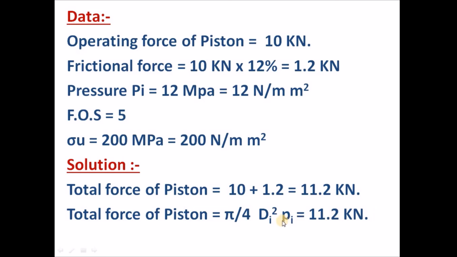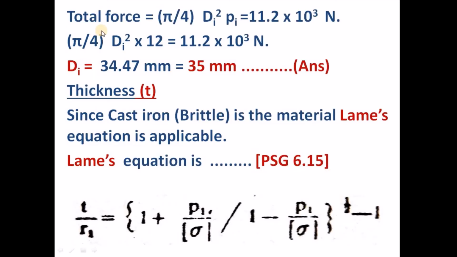That force is also equal to the inside cross-sectional area of the cylinder into the inside pressure, the pressure inside the cylinder, PI. Both are equal. Pi by 4 d square, that is the cross-sectional area, into PI, the pressure, will be equal to 11.2 kilonewton. Then total force equals 11.2 into 10 raised to 3 Newton. This 11.2 kilonewton means 11.2 into 10 raised to 3 Newton.